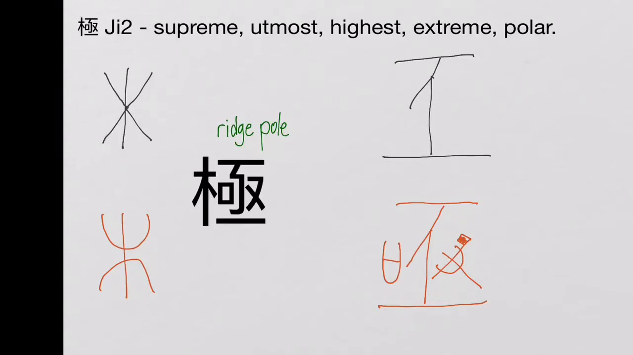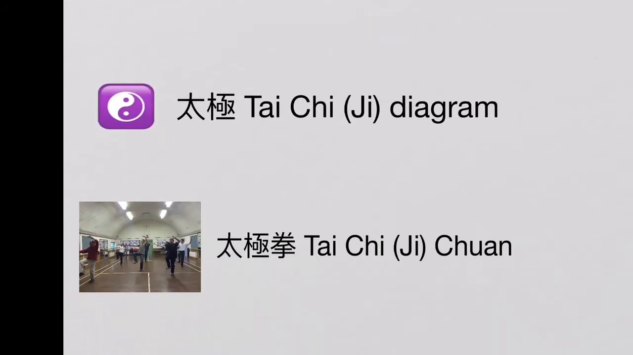So the character hasn't changed much. We've still got our tree, we've got heaven and earth with the man, which has been slightly changed, we've got our mouth, which has been simplified, and our hand holding a weapon, which has been simplified. From its old pronunciation of chi, so Tai Chi diagram, balance of yin and yang, the supreme ultimate, and Tai Chi Chuan, supreme ultimate fist.